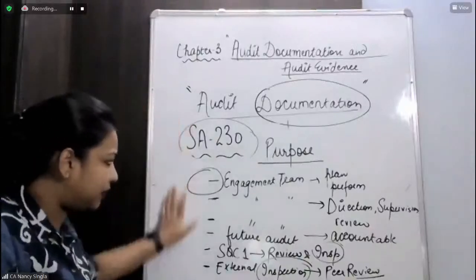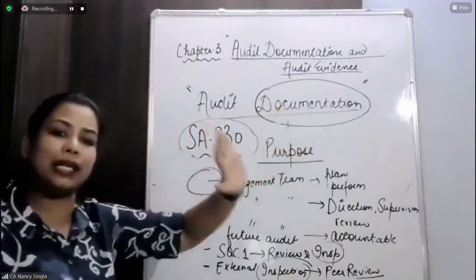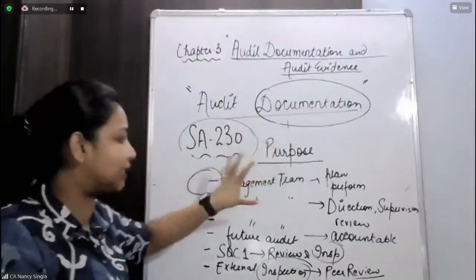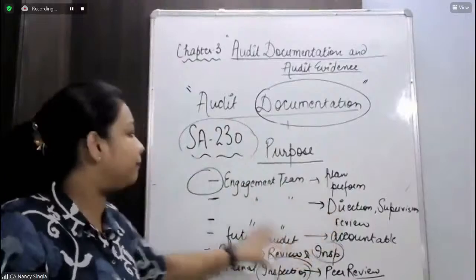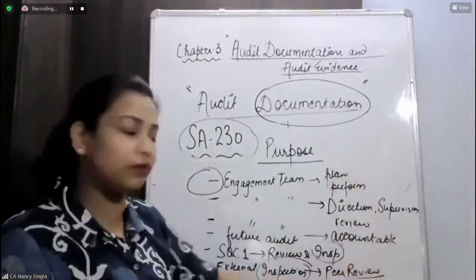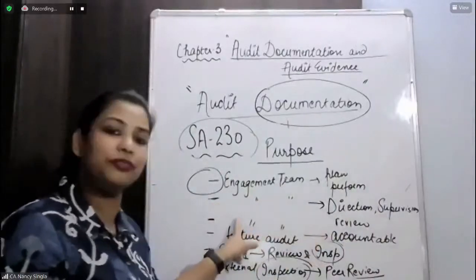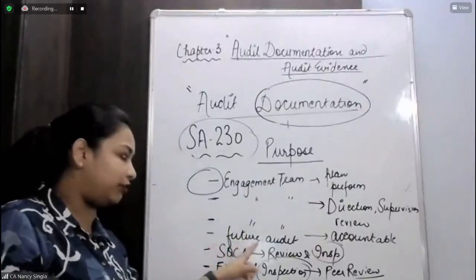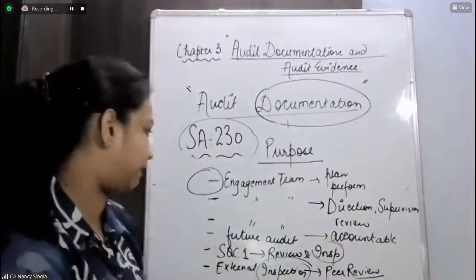So we have seen that though the auditor has to spend time and resources on audit documentation, it will help him in a number of ways. How? It will help the engagement team to plan and perform the audit. It will help with direction, supervision and review of their work. It will help to see who is accountable out of the engagement team for the work given. Then it will help for future audits, and we can record the matters of continuing significance.